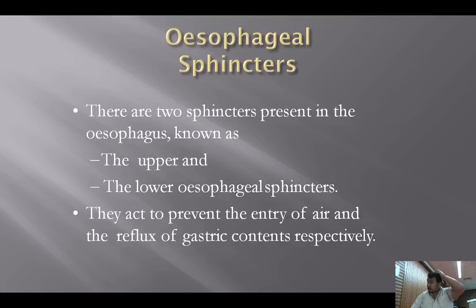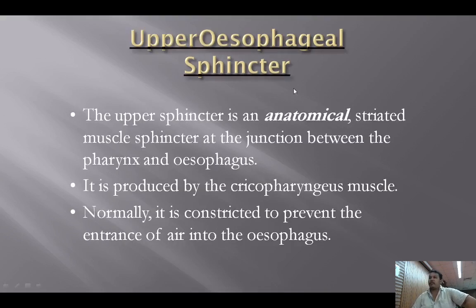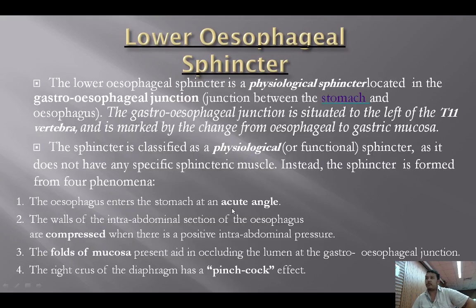So I told you about the two sphincters. They prevent the entry of air and also prevent reflux. The superior esophageal sphincter is an anatomical sphincter. As I told you, it is produced by the cricopharyngeal muscle, and normally it remains constricted to prevent entry of air. But when you are swallowing, it opens and allows the food to go. Now the lower esophageal sphincter is just a physiological sphincter. That means it is a part of the diaphragm muscle, but physically it is not definable. You can't go and see the sphincter. The upper esophageal sphincter you can go and physically see.